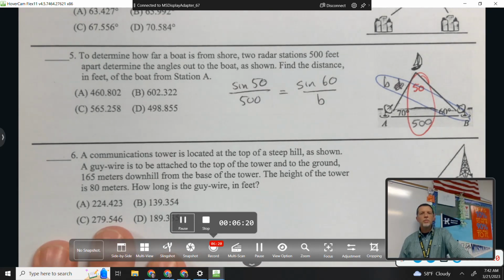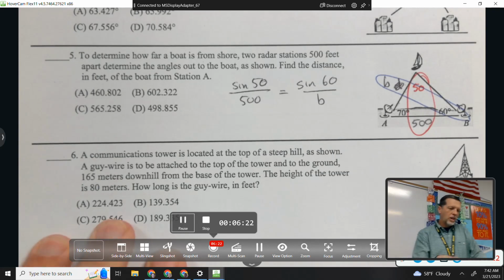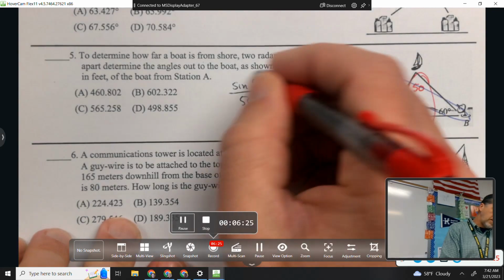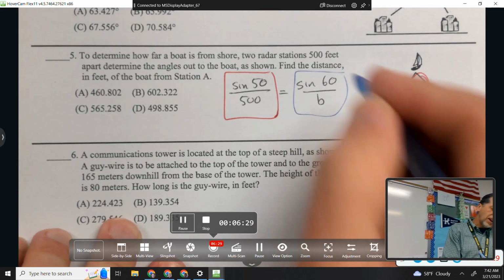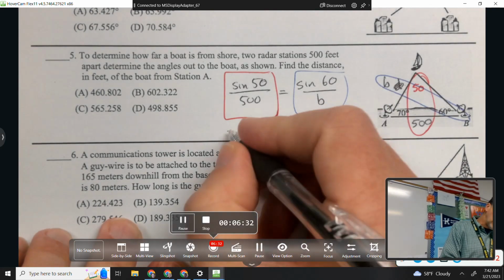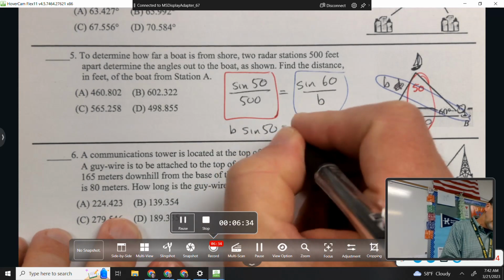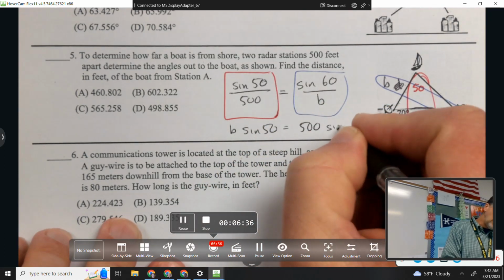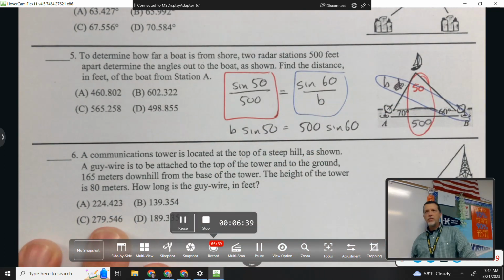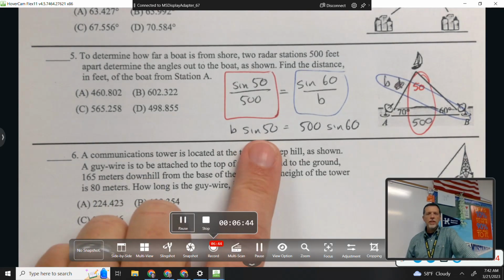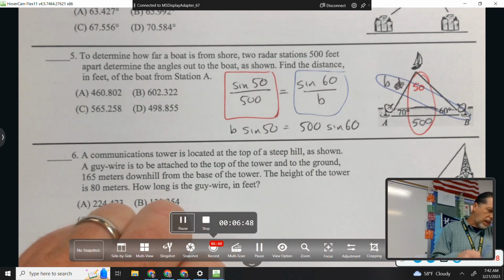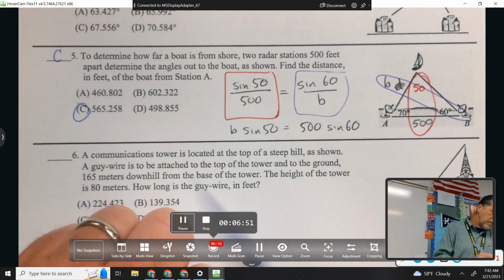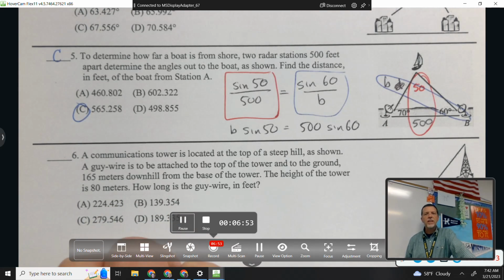So you set that up with the known pair of angle side, and you set that equal to the unknown pair of angle side. Do a little cross multiplying, and you guys are showing various amounts of work, which is fine. Not many people showed more than this, because you knew you could take that last step in the calculator and just divide by sine of 50, and you end up with 565, letter C.